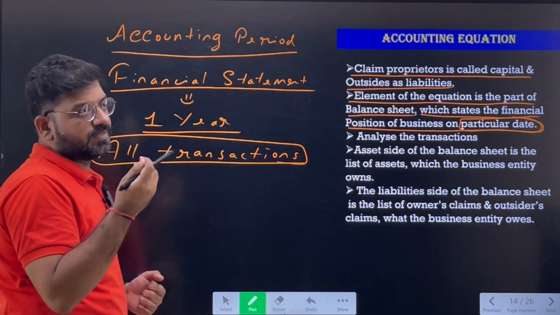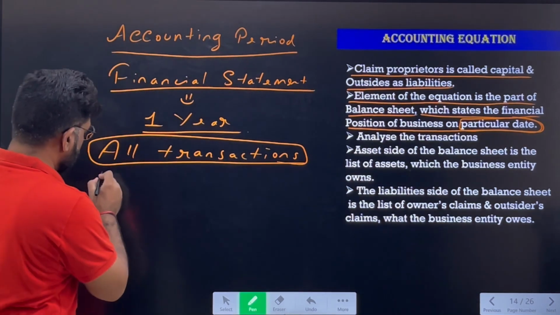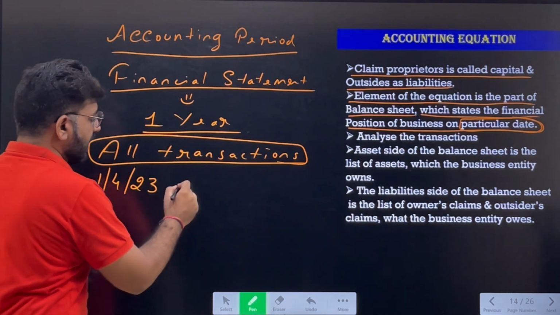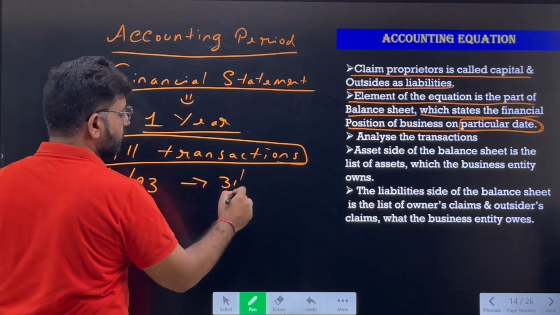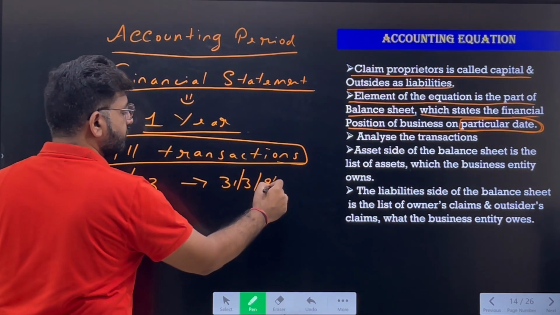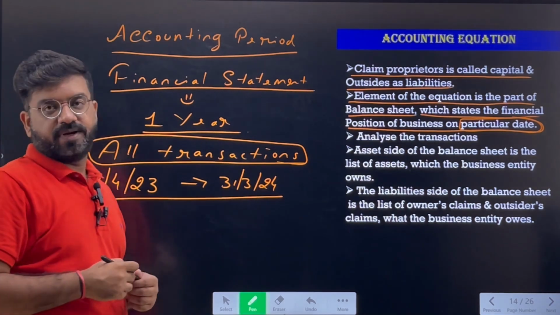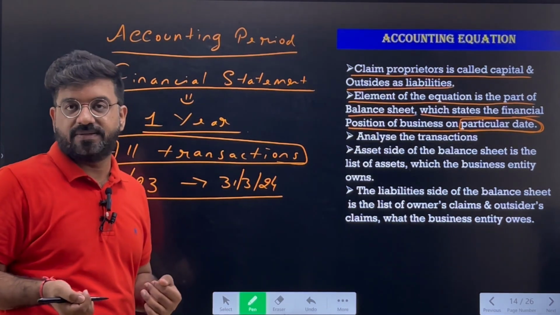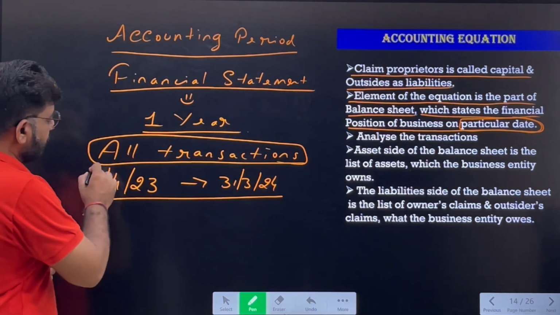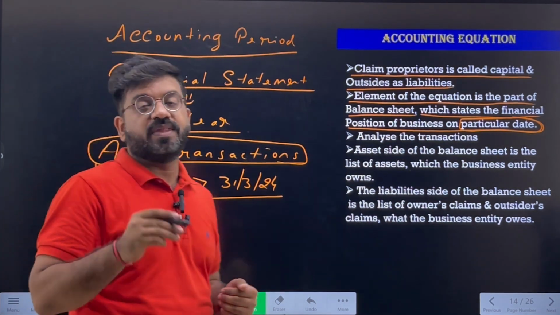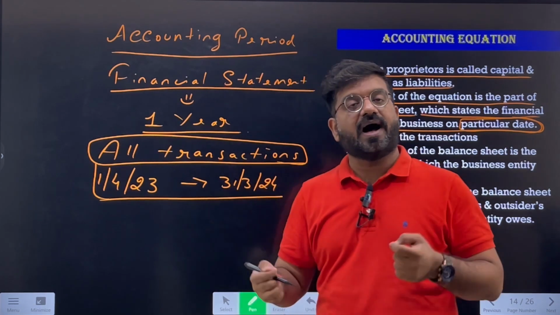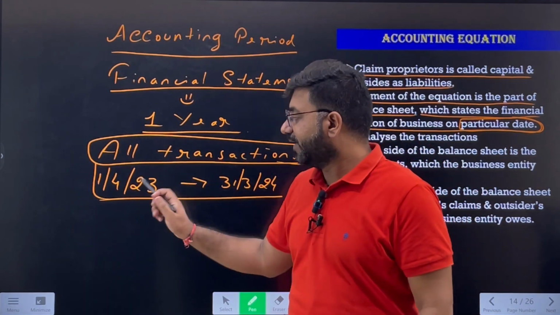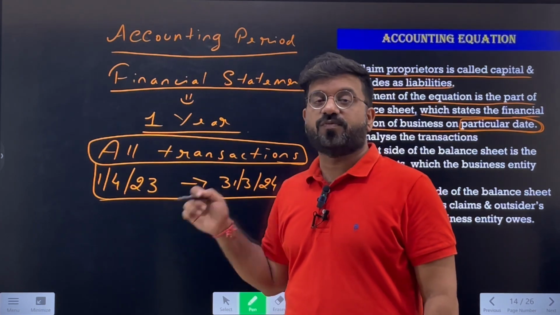So suppose that 1 year begins from 1st April 2023 and it ended on 31st March 2024. This is the time period of which we are making the financial statements. And one more thing, in accounting, our year starts from 1st April. You should know this.